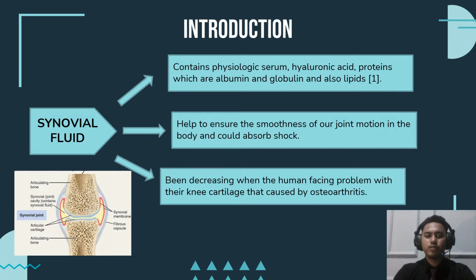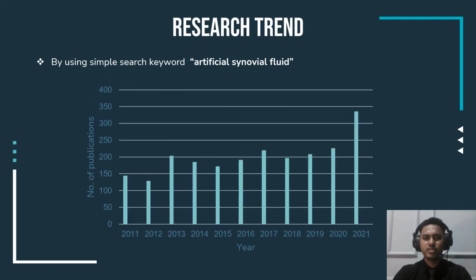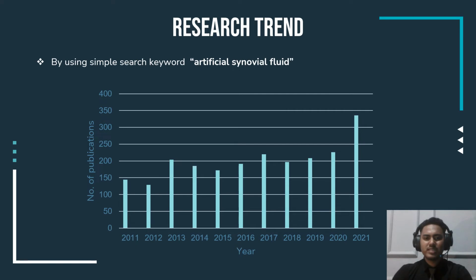osteoarthritis. To overcome this type of problem, an artificial synovial fluid needs to be injected inside the knee cartilage to improve the lubrication in our knee joints. This artificial synovial fluid could be produced by using plant-based oil with additives that could replicate the synovial fluid's characteristics. By using the simple search keywords of artificial synovial fluid, there were 2,212 total publications from 2011 until 2021.